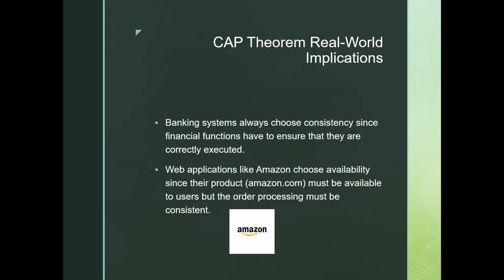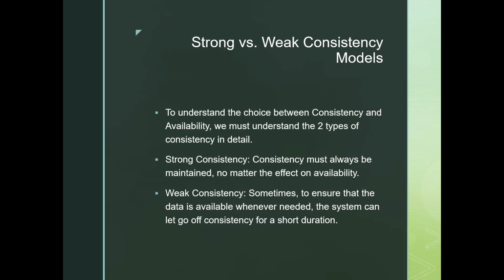For example, Amazon, as I said earlier. But to understand the choice between consistency and availability, we must first understand the two types of consistency in detail. So, strong consistency. What is strong consistency? It means that consistency always matters, no matter the effect on availability.